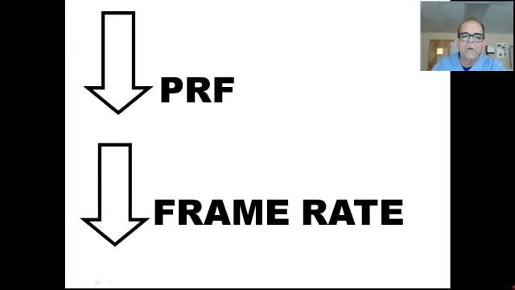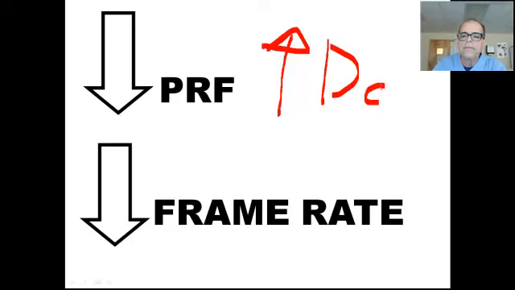Pulse repetition frequency and frame rate are directly proportional. If you have less pulse repetition frequency, it's because you have less frame rate, and this is because you have more depth. And you can see here that frame rate and depth are inversely proportional.